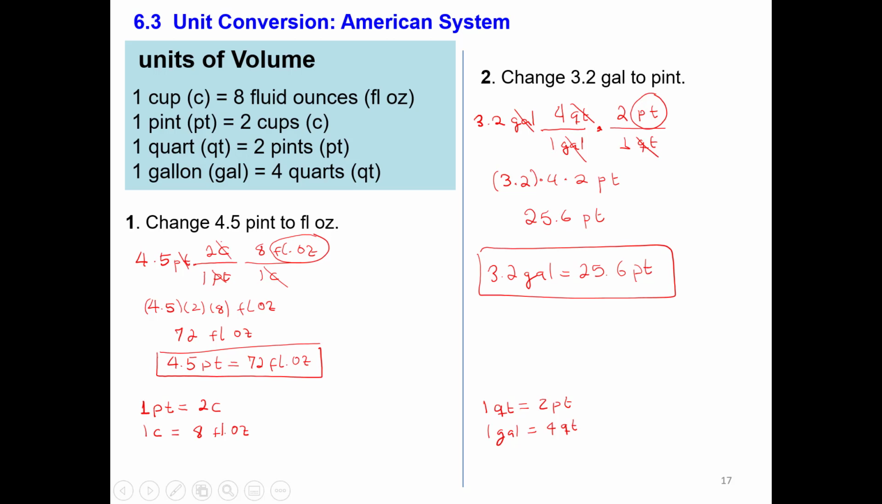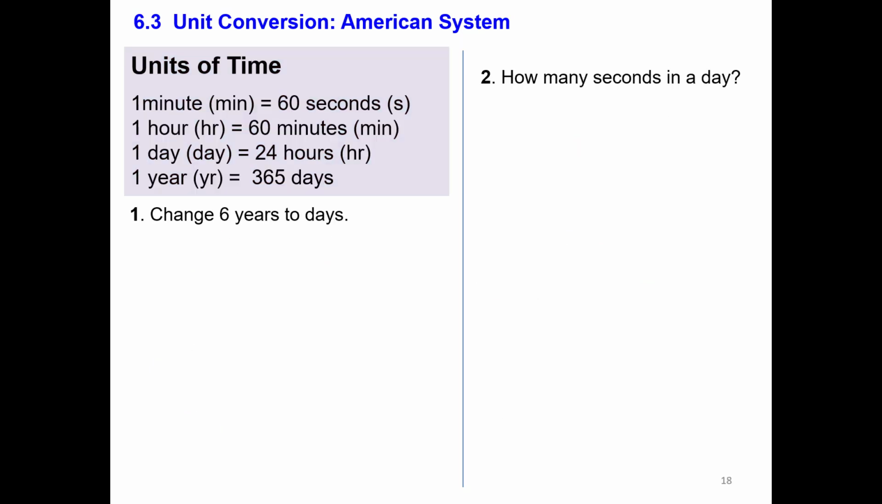Let's move to the next. The next thing we want to discuss is the units of time. The units of time we have are 1 minute equals 60 seconds, 1 hour equals 60 minutes, 1 day equals 24 hours, and 1 year equals 365 days.